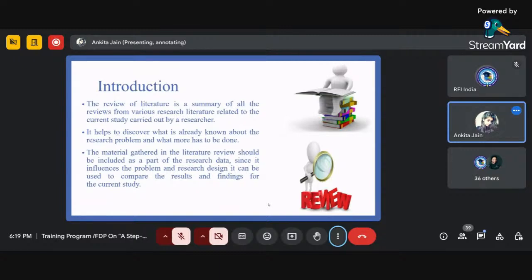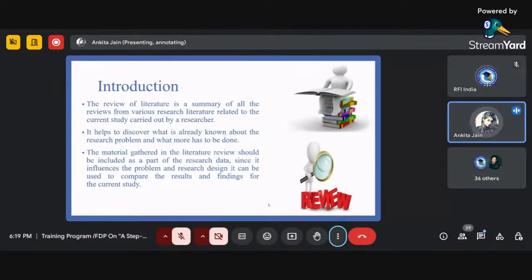Okay. So we were talking about collecting secondary data, previously existing data, that is, the literature review. It also counts as a part of research, right? It influences your research problem and research design, and also helps you compare the previous results with the current study.